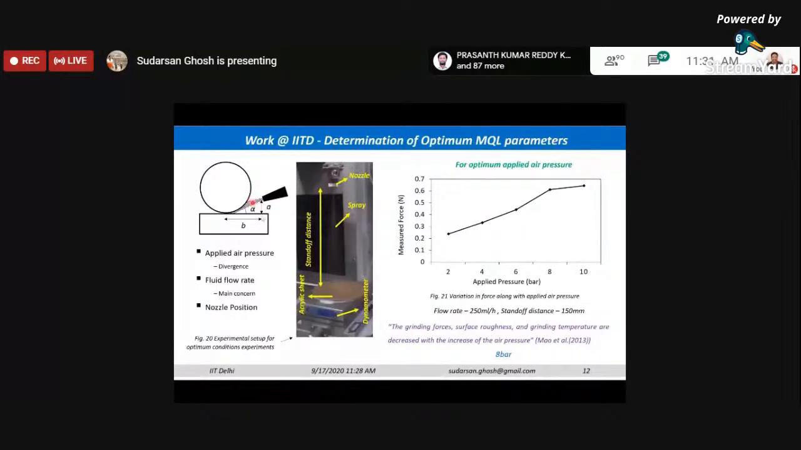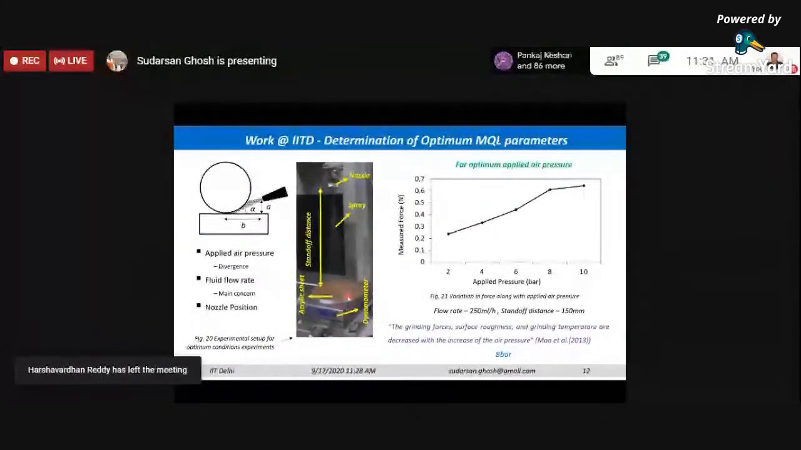For that we developed a setup, as you can see here. We have collected the nanoparticles on an acrylic sheet. During this process, we have also changed the applied pressure, as you can see over here, and we have observed what is the force obtained. Obviously, as we increase the applied pressure, the force will increase.